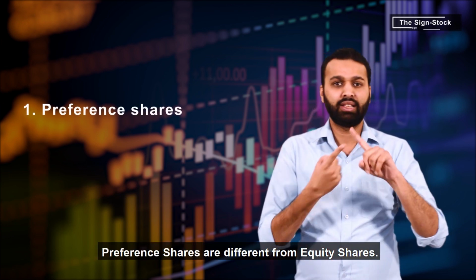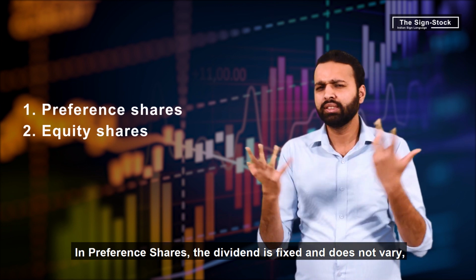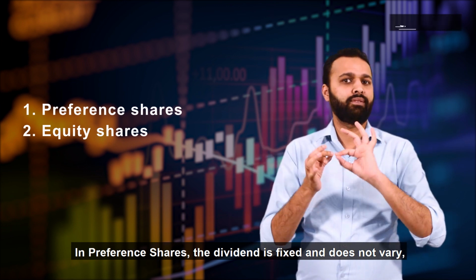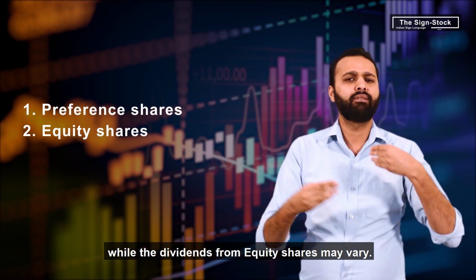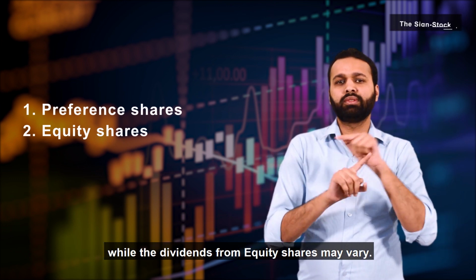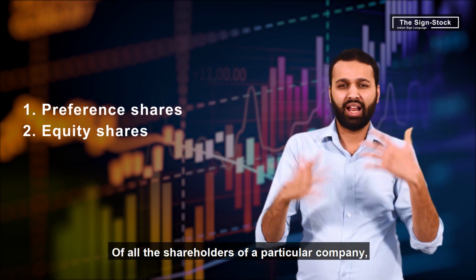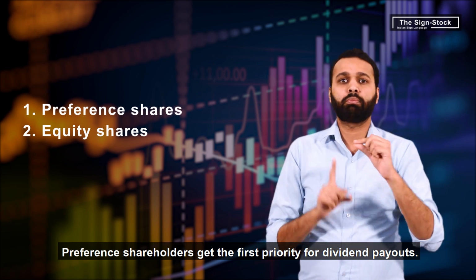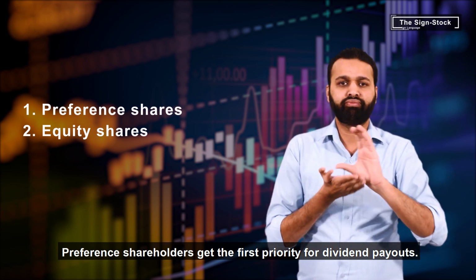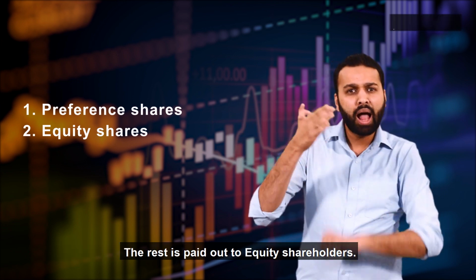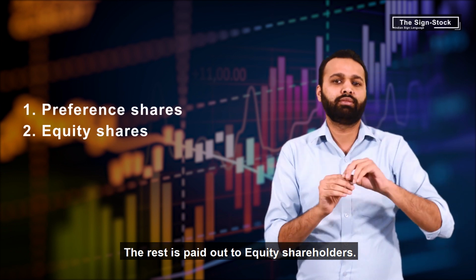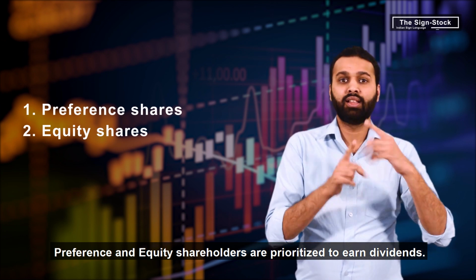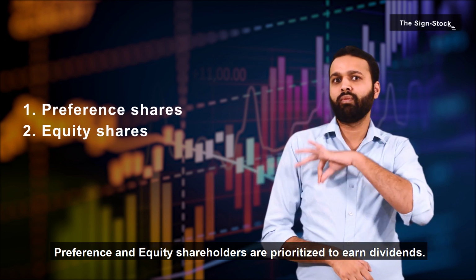Preference shares are different from equity shares. In preference shares, the dividend is fixed and does not vary, while the dividends from equity shares may vary. Of all the shareholders of a particular company, preference shareholders get the first priority for dividend payouts. The rest is paid out to equity shareholders. Preference and equity shareholders are prioritized to earn dividends.